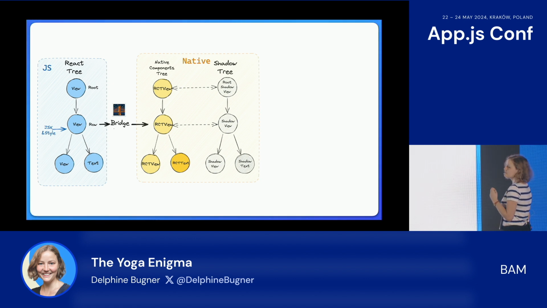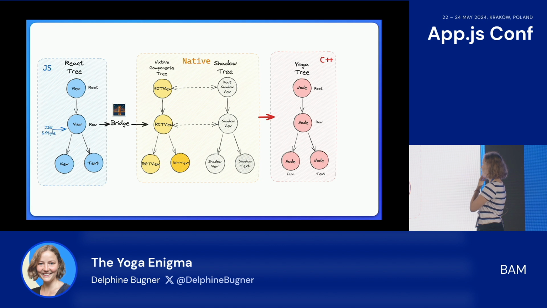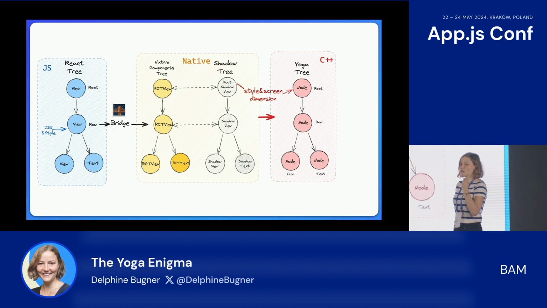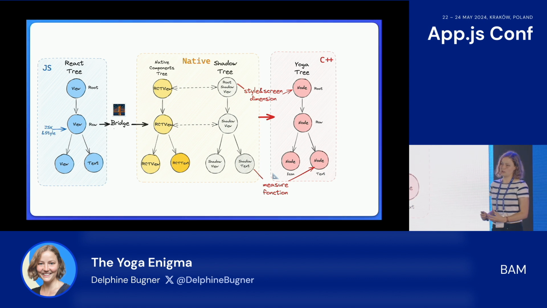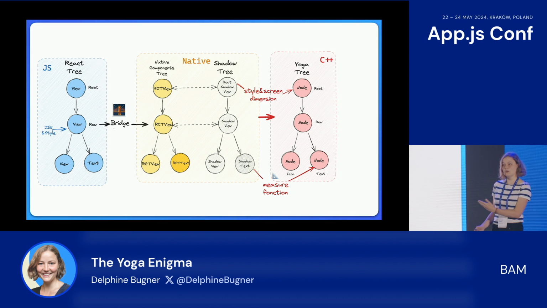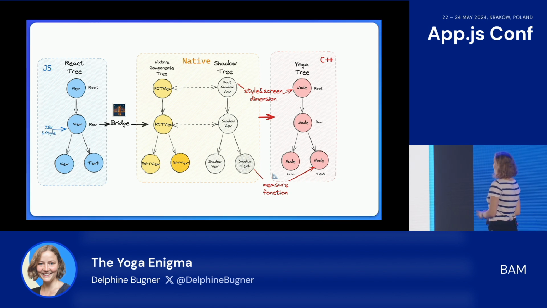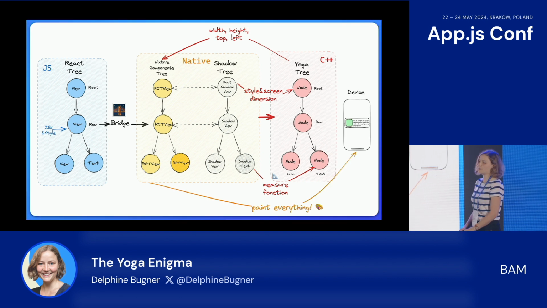Then, finally, a fourth tree is created. It's not a workflow, it's a forest. The Yoga tree, in the C++ layer, with Yoga nodes. They also receive the style and screen dimension information, and you can also attach a measure function to the last node in the tree if you still want to use native methods to measure it, like for images or text. Yoga runs, computes everything, gives it back to the native tree, and then finally, everything is painted on screen.